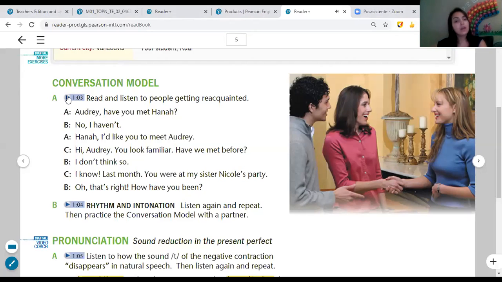Read and listen to people getting reacquainted. Audrey, have you met Hannah? No, I haven't. Hannah, I'd like you to meet Audrey. Hi, Audrey. You look familiar. Have we met before? I don't think so. I know. Last month, you were at my sister Nicole's party. Oh, that's right. How have you been?